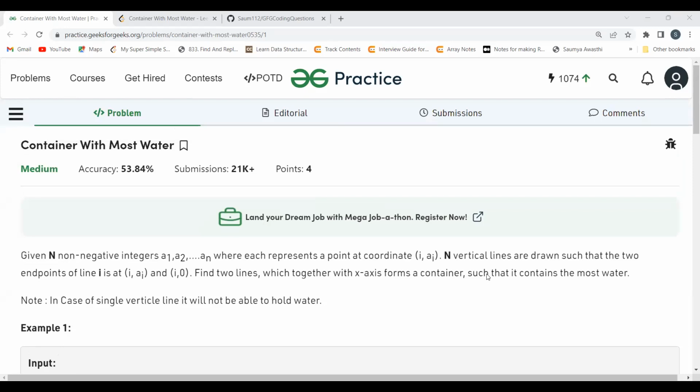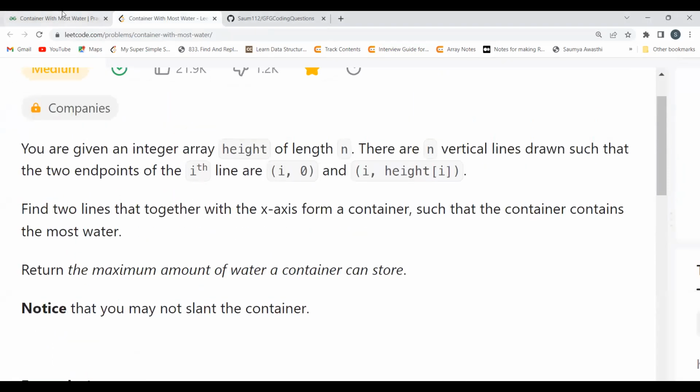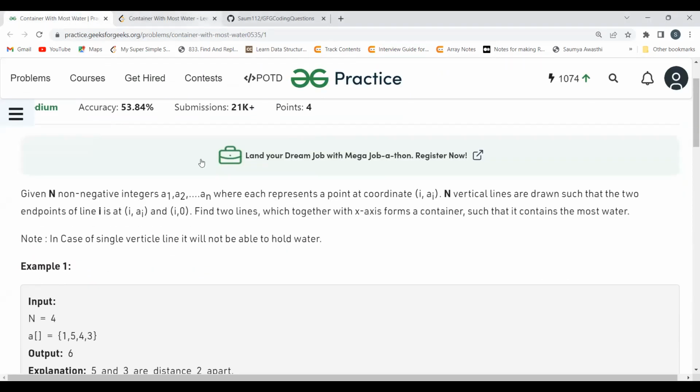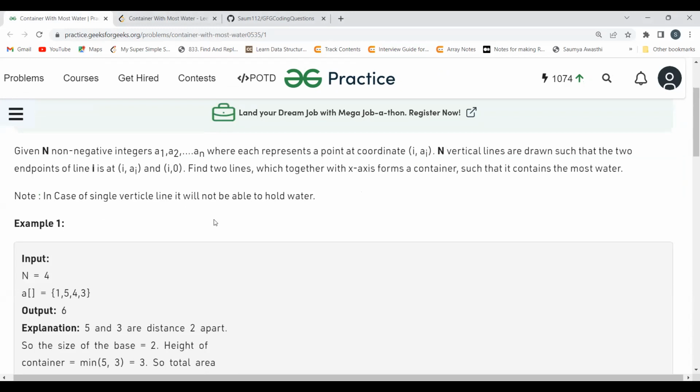So today in this video we are going to solve the problem container with most water, right? This is the problem of the day on the Geeks4Geeks platform, and you can find a similar problem on Leetcode also. So this is the same only. First we'll be understanding the problem statement, then the logic part, and then we'll be proceeding to the coding part.